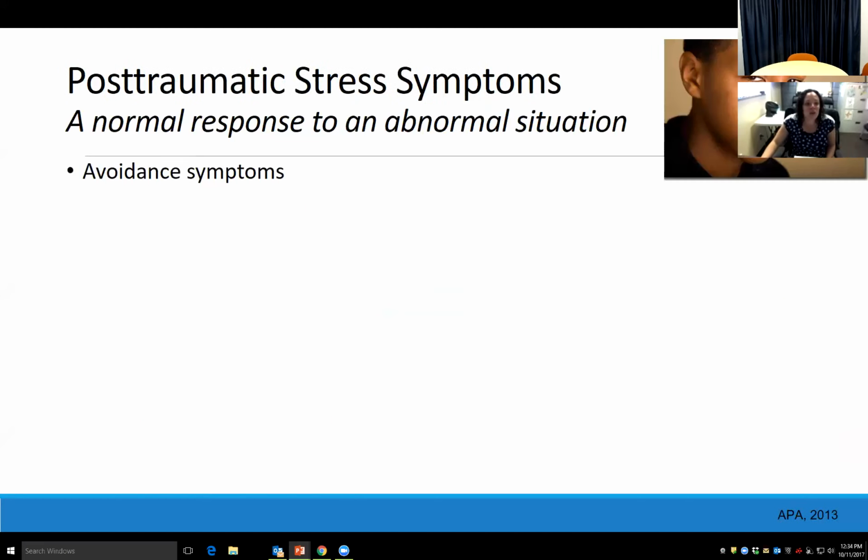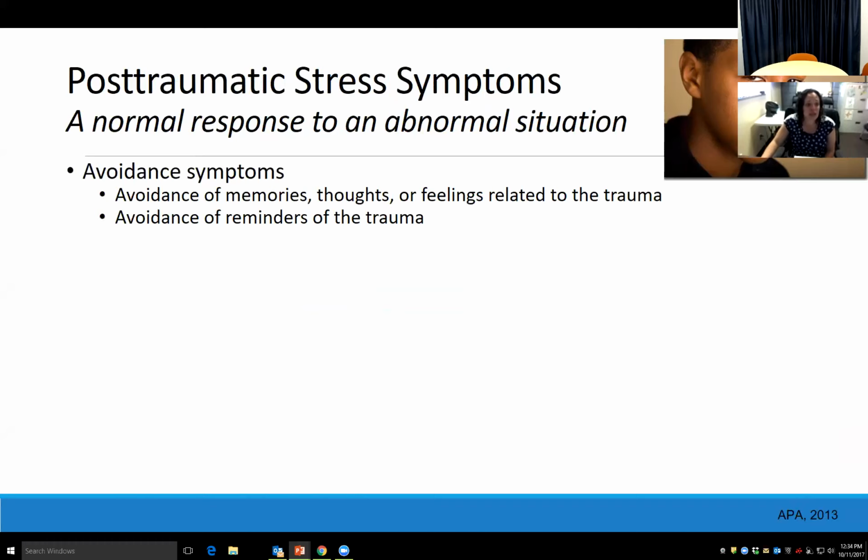Our second category is avoidance symptoms. We have two examples of this. So this might be avoidance of the memories, thoughts, or feelings related to the trauma. This might look like, anytime someone asks me about the trauma, I either refuse to talk about it or I completely shut down. I avoid thoughts or feelings related to the trauma. So perhaps I'm avoiding things that cause me to feel similarly as I did when the trauma happened.